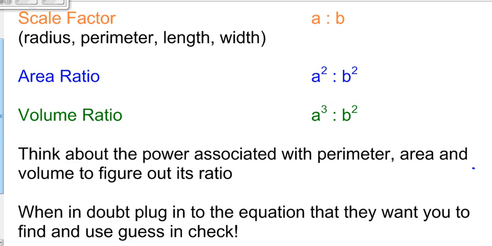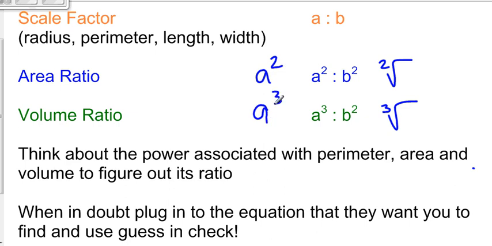Sometimes they might ask us a question about the relationship, comparing specifically their ratio. So maybe they give us the volume and they want us to go backwards to our scale factor. Remember, if we're going from volume to scale factor, we have to take the cube root. If we're going from area to the scale factor, we have to take the square root. Now, if we're going the other direction, from the scale factor, we take a squared or a cubed.